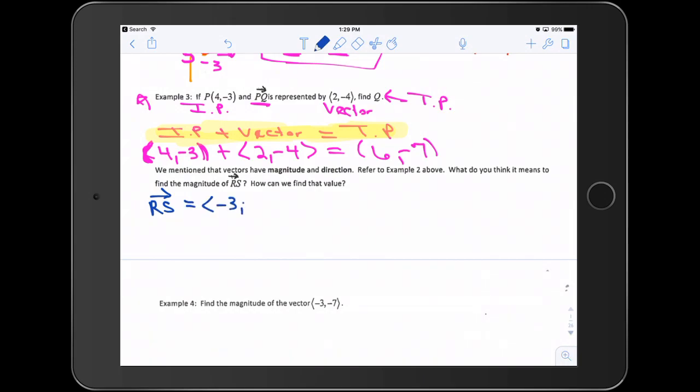Now it wasn't initially drawn in standard form, so I am going to actually draw it in standard form. It's really a good idea to do that. 1, 2, 3, 1, 2, 3, 4, so you can kind of really see what you're doing.